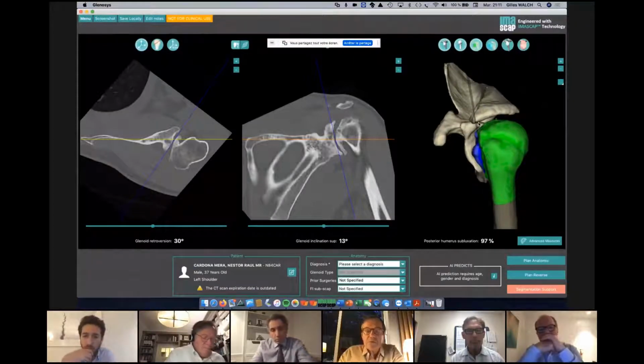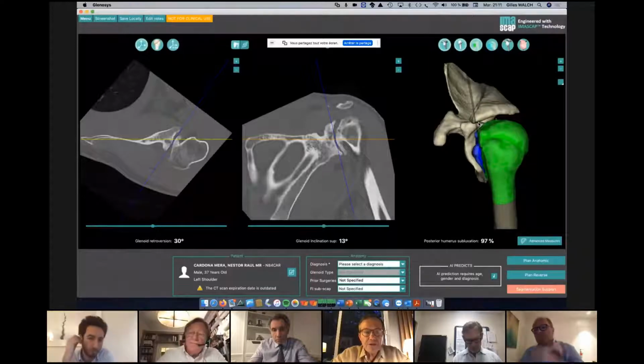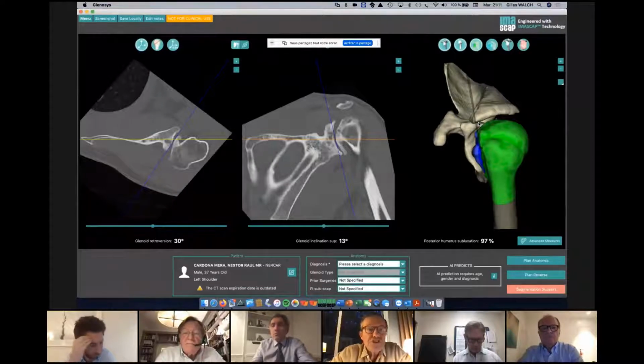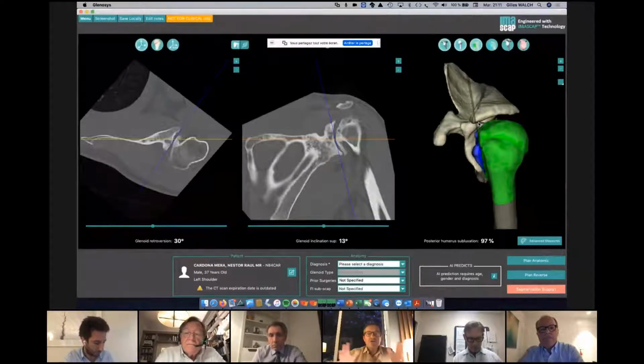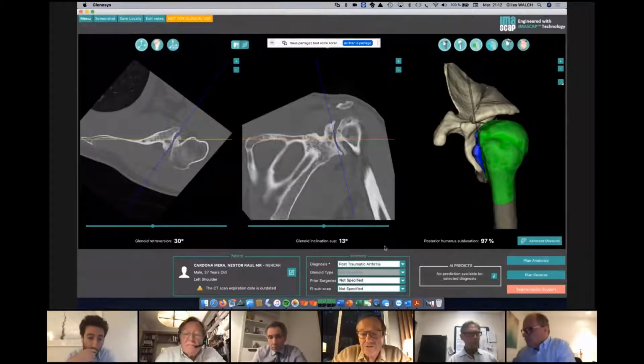So the scapular plane with this software is determined automatically, taking into account all the points of the scapula. The blue line is a glenoid fossa, which again takes into account all the points of the glenoid. And so the measurements done with Blueprint are measurements done between two planes and not two lines. So for this, I would say it's post-traumatic arthritis or instability arthropathy. Doesn't change a lot.